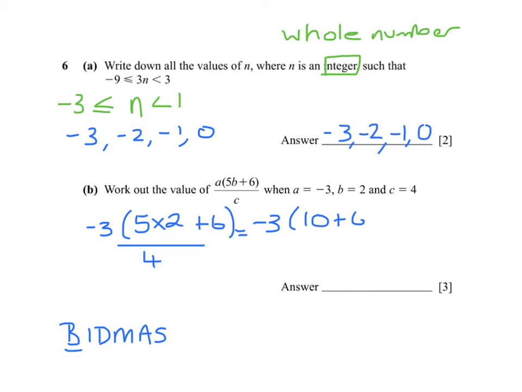So that's 10 plus 6. So I have -3 times 16 divided by 4. I'm going to cancel the 4 and the 16, and that leaves me with -3 times 4, which is -12.